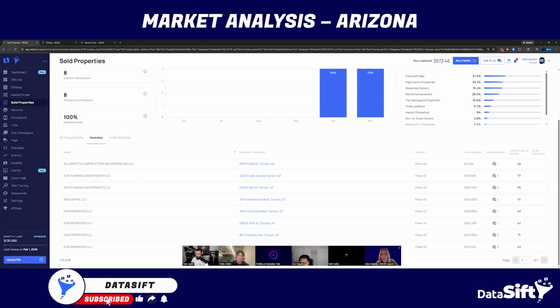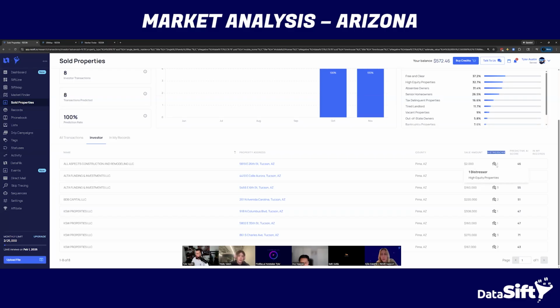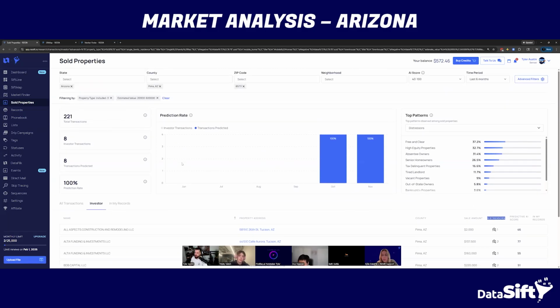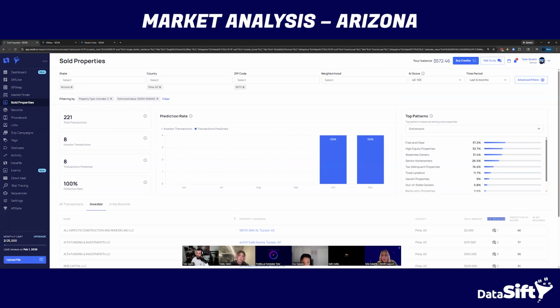I want to look at those transactions that are happening, all the investments, all aspects: construction, remodeling. And then I like to look at the distressors that happen. So this was high equity, senior owners; high equity, probate, senior owners; senior owners, high equity, tax delinquent, free and clear; estate sale, high equity, free and clear. Right. So it's giving me an idea of the distressors on these properties that these investors are buying. And that's just that one zip code within that estimated value.